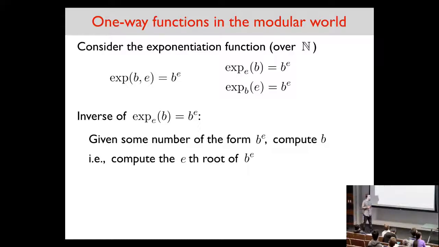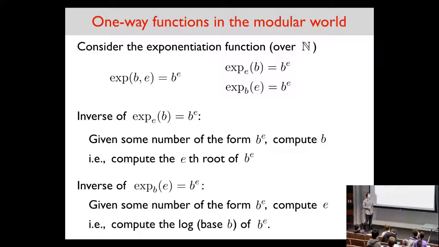Now, these 2 functions are basically easy to compute and easy to invert, if you're not in the modular world. So if we look at the inverse of the first one, given some number of the form b to the e, you know what e is, what the exponent is. You want to compute b. That's like computing the eth root of b to the e, right? So if you fix 3 in your head, I give you some number which is b cubed and ask you, give me the b. That's like computing the cube root of that number.